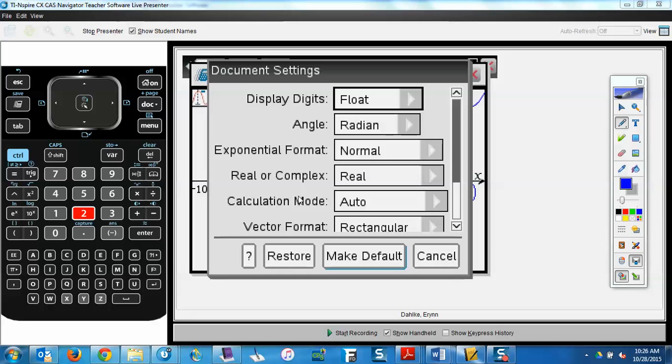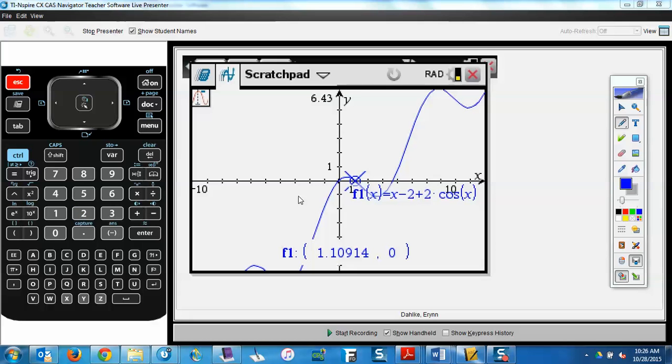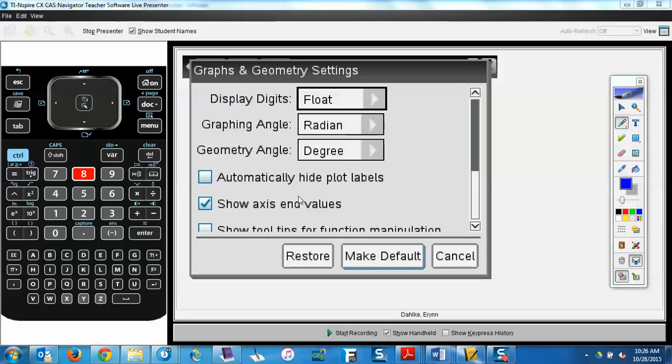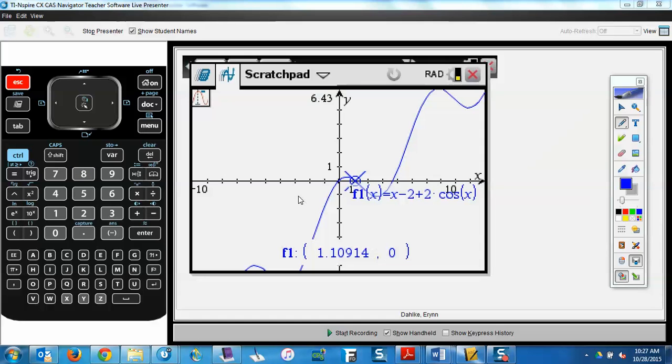So if you escape out of that, and I think actually there's another place. If you go to menu, is there a settings under menu? Yeah, under menu there's also a settings. And then this, instead of float 3, if you're on the graph screen it says float 3, you want that to say just regular float. So under document settings, you want it to say float, and under the graph settings. Okay, so escape out of there. So that's one of them, 1.10914, and there's the other one.